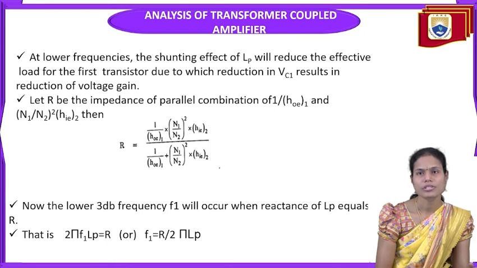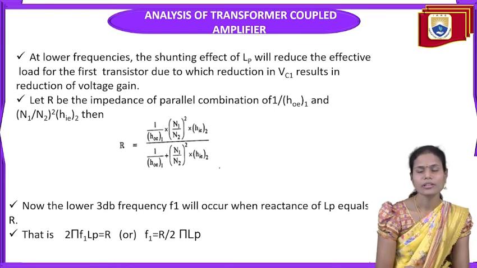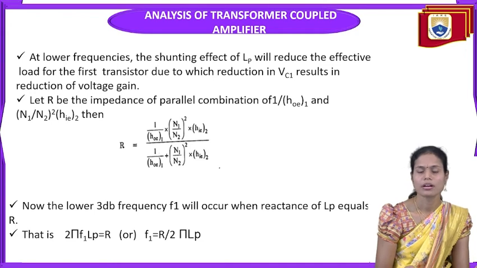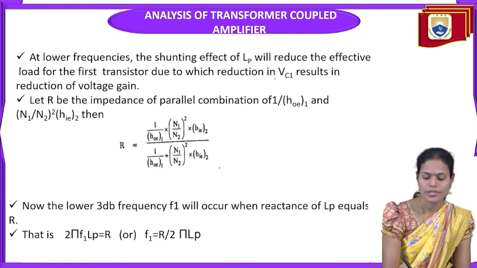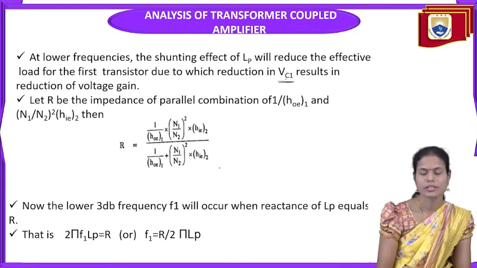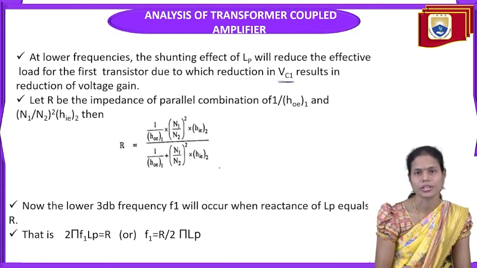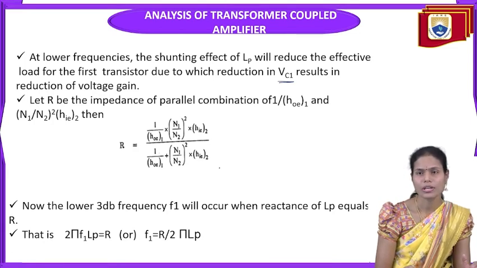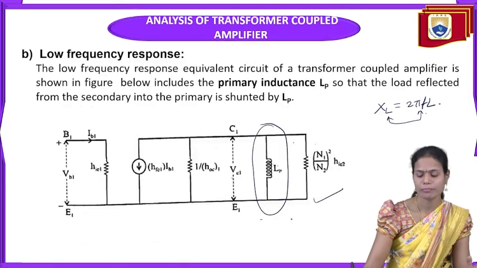So at low frequencies, what will happen? The shunting effect of the inductance will be reduced. Why? Because frequency is less, so the reactance is also less. So the effective load for the first transistor reduces, due to which the reduction in VC1 results in the reduction of the voltage gain.